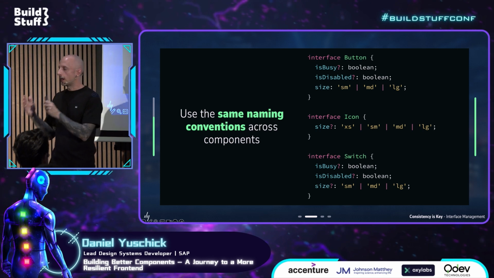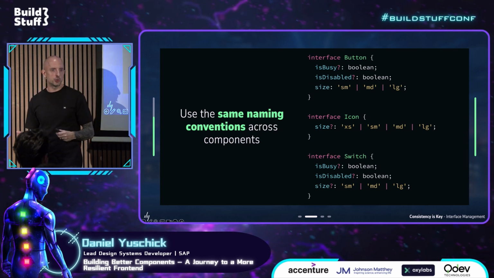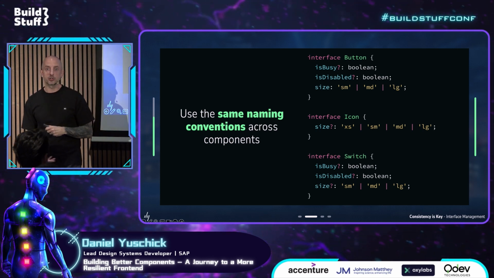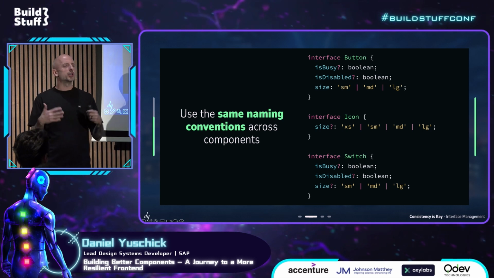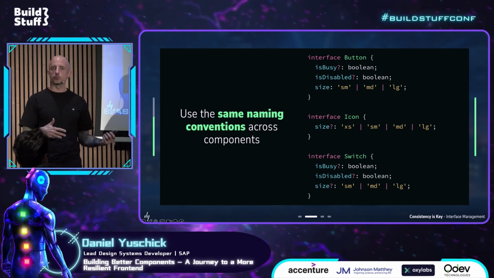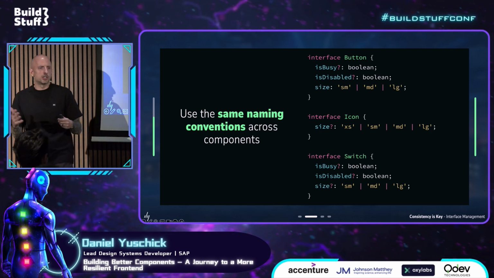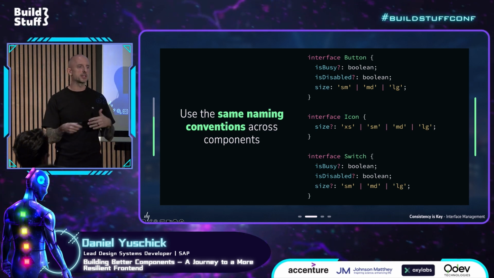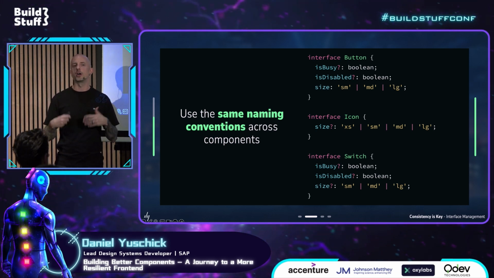So even though this icon has an extra small size to it, and the button and the switch do not have extra small, you can make a pretty reasonable guess that if you need an extra small size in this icon, it's probably going to be XS, because that's the convention used for everything else on every other component.